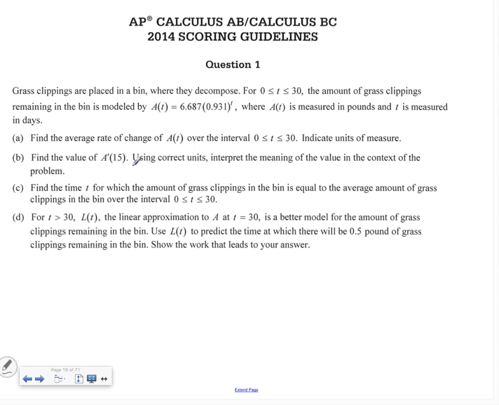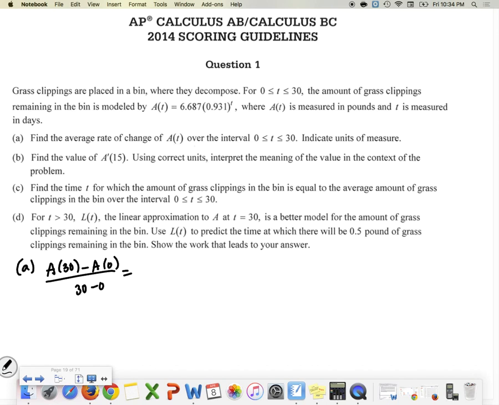Indicate units of measure. So as you know, the average rate of change is f of b minus f of a all over b minus a. But we can't write that here because we don't have a function f. So we're going to write A of 30 minus A of 0 all over 30 minus 0. And we're going to find those values. Now this is a calculator question because it's question number 1. So questions 1 and 2 are always calculator questions.